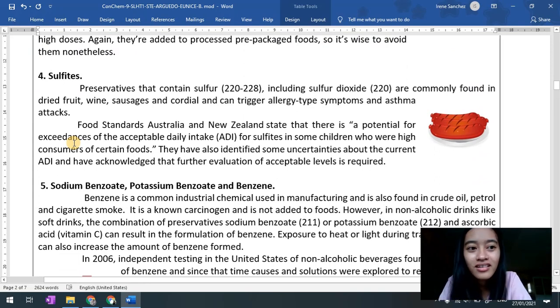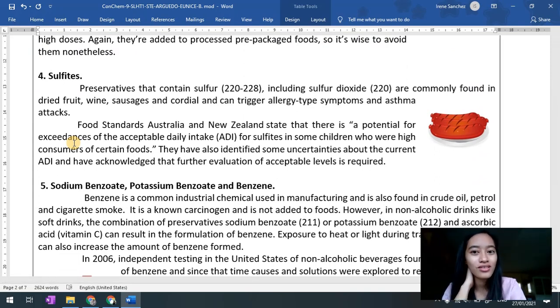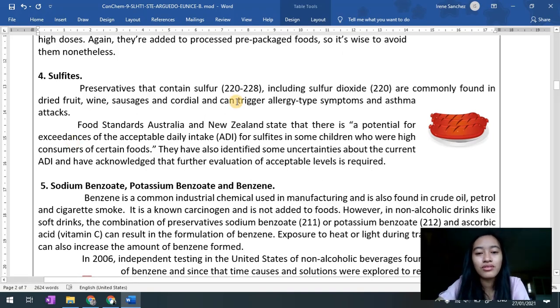Sulfites, in the name sulfites, there is sulfur and oxygen. Okay, preservatives that contain sulfur 220 to 228, including sulfur dioxide or 220. So the numbers here are specific numbers. Okay, sulfur dioxide 220 are commonly found in dried fruit, wine, sausages, and cordial, and can trigger allergy-type symptoms and asthma attacks.